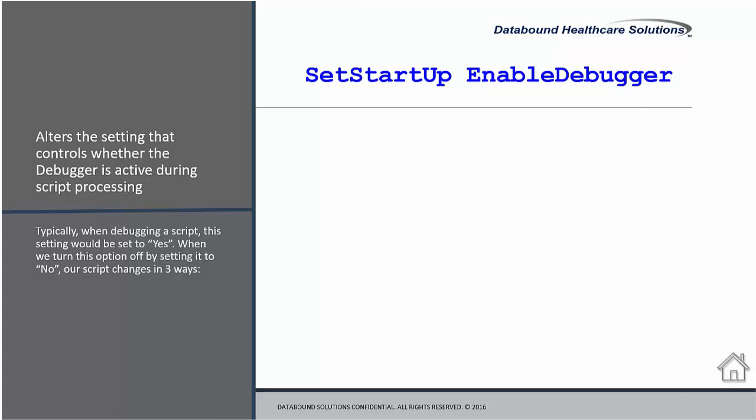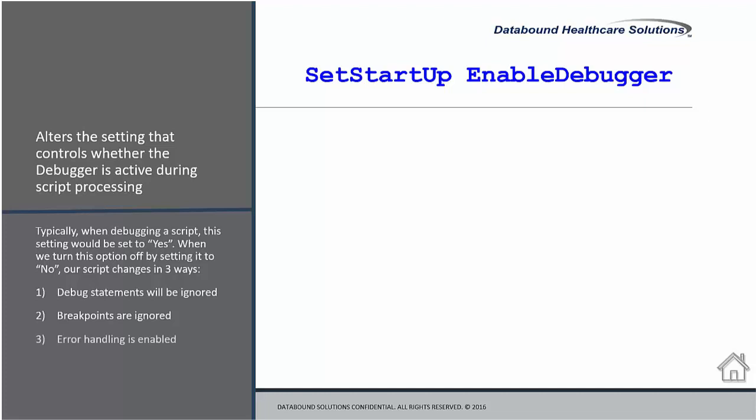And some of us, even myself when I first started, I was like, okay, I'll set it to no, but might not know exactly what it does. So in this case, typically when debugging a script, this would be set to yes. And when we turn it to no, it does three things. The first thing is the debug statements will be ignored. So if you put any debug commands in there, it's going to completely ignore them. Next, any breakpoints that you've put in while you were debugging your script will be ignored.